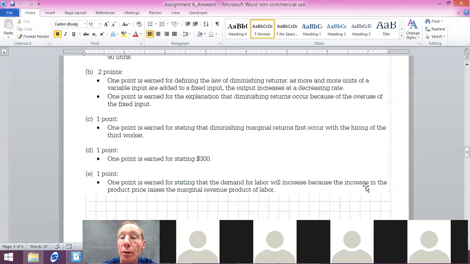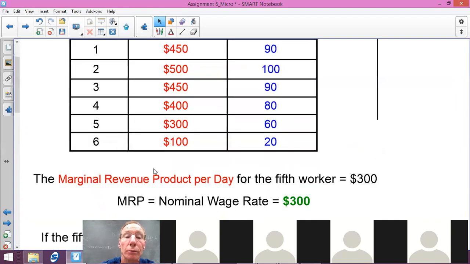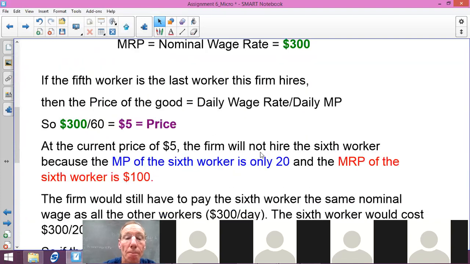Yeah, because of what I said, the increase in the product price raises the marginal revenue product of labor, because the marginal revenue product is the marginal product times the price. So if the price goes up, then this is going to go up, okay? Which means they can hire more labor.